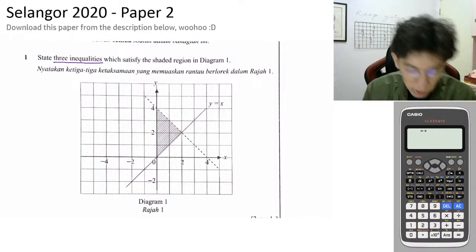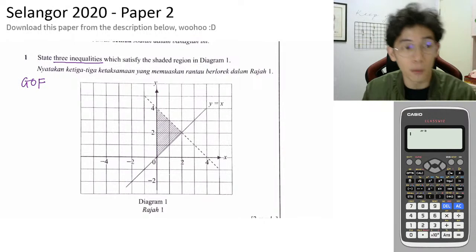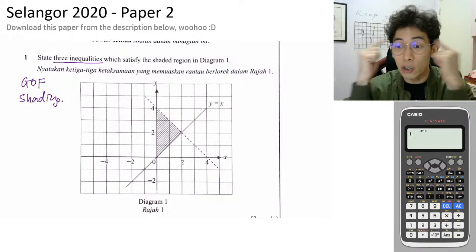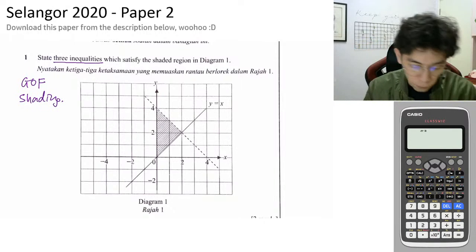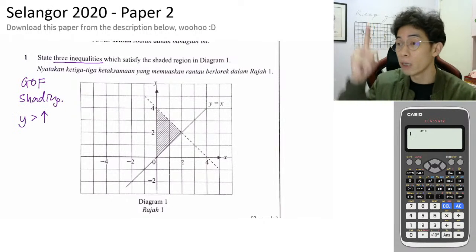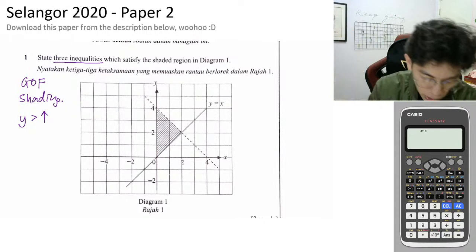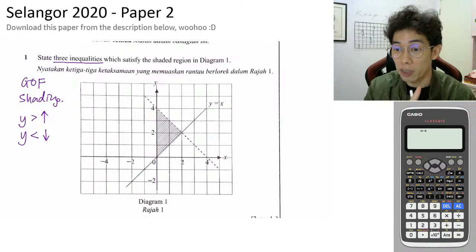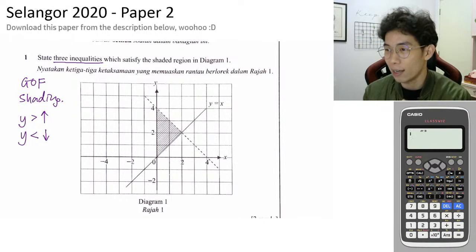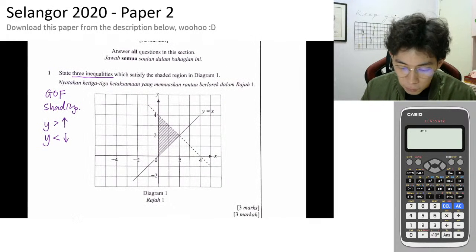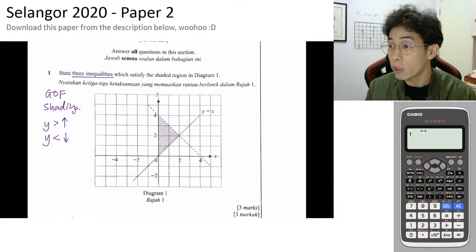Whenever you do graph of function shading, there are a few things in your mind. First of all, y greater than, you shade upwards. y lesser than, you shade downwards. That's the most important 2 things, and then some common sense. So what do I mean by common sense? We do it now. This question is a bit different as compared to the usual graph of function you get in your past year paper.